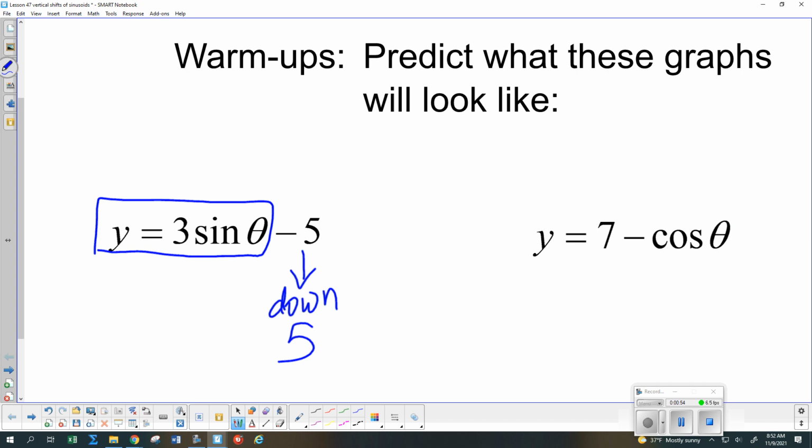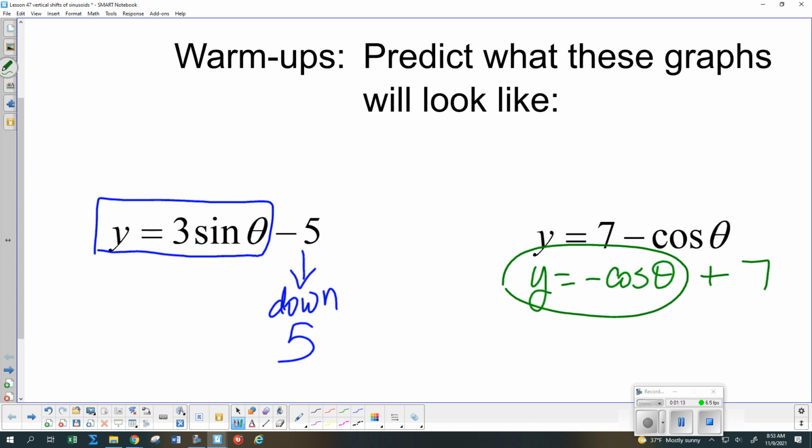Now the second one is a little bit trickier when you look at it. Maybe if I wrote it y equals minus cosine theta and then a plus 7, would that mean the same thing, commutative property? You know how to graph y equals minus cosine theta. What about the plus 7 on the end? Everybody point which way that's going to go. So everybody's pointing up. So that's going to move it up 7.